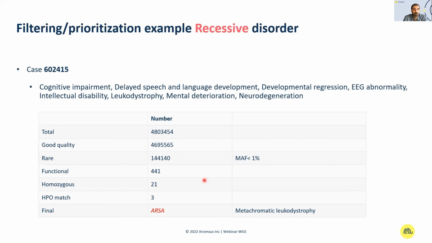Now I would like to give you an example of whole genome sequencing that was performed on a single case in a recessive disorder. In this particular case, with the symptoms mentioned here, which are related to a neurodegeneration disorder, involving also leukodystrophy and mental deterioration, we started off with about 4.8 million variants obtained from this case. Then when filtering for only good quality variants, this number is reduced to 4.6 million.